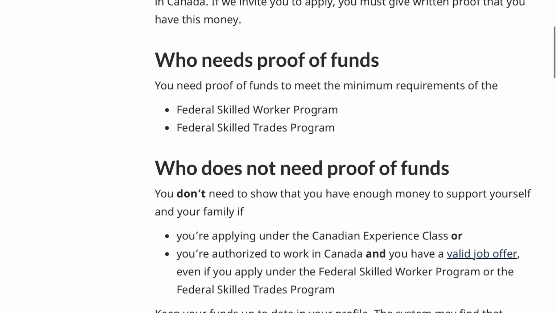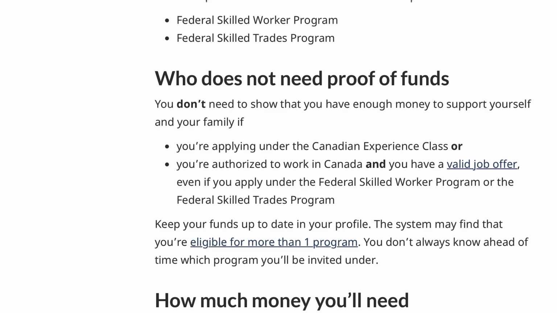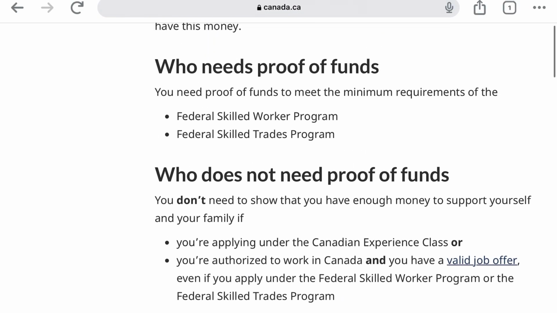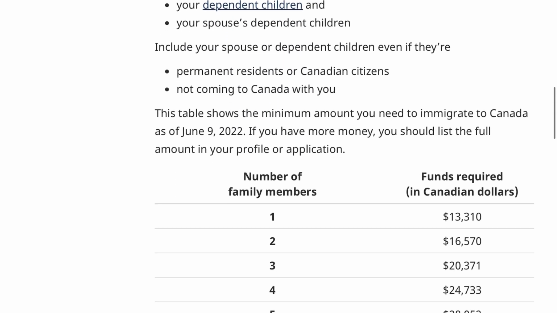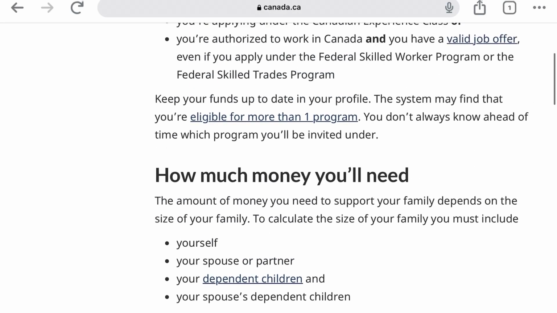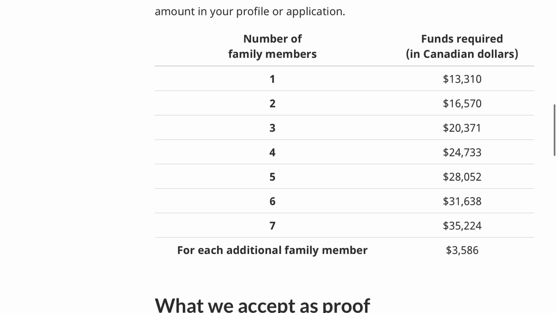Okay, so if you are applying under Alberta Tech Pathway or under Alberta General Express Entry, and you fall under one of these categories, Federal Skilled Worker Program and Federal Skilled Trades Program, then you need to provide your proof of funds. Plus, if you are applying under a Canadian Experience Class, then you don't need proof of funds, right? So this rule will again apply to Alberta General Express Entry and Alberta Tech Pathway. Okay, so that is now, I hope, clear to you. And again, if you need to meet these requirements, you need to meet these dollar values. Okay, let's go back.